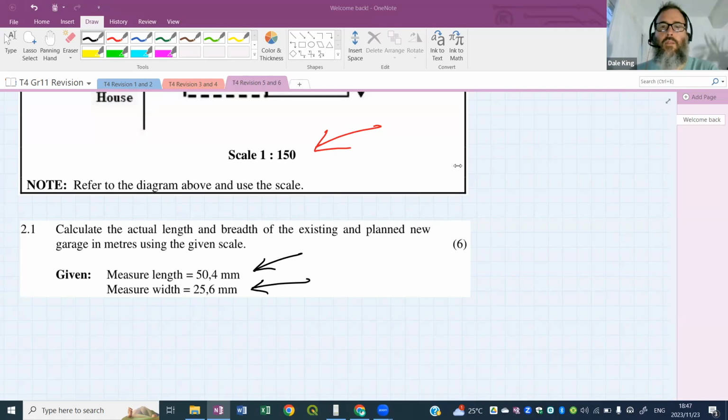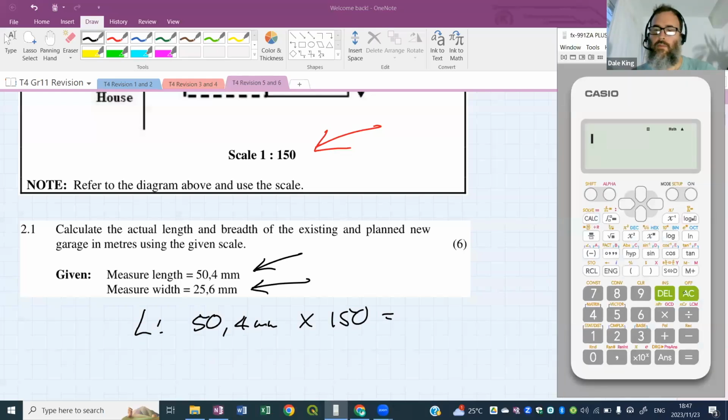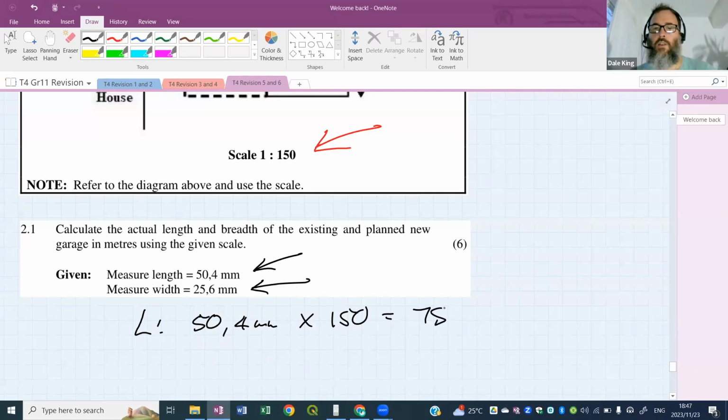Wandle. Hi again, sir. Hi again, Wandle. All right, what do we do? So, sir, you're gonna take your length and times it by the 150 from the scale. All right, so 50,4 millimeters times by 150. 7560. But what are these units? In millimeters, sir. Yes, excellent.